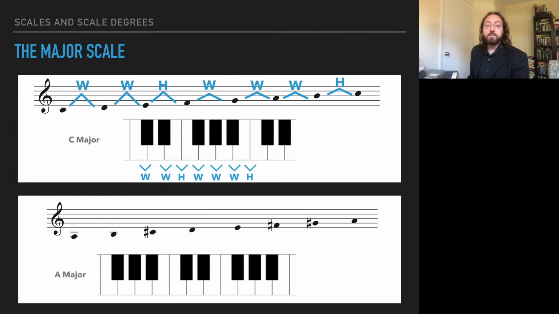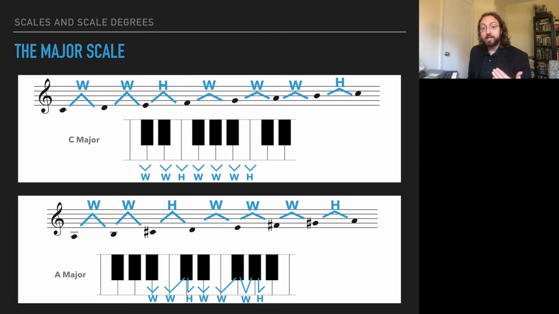And even though A major has some accidentals, it is still the same interval structure. Whole, whole, half, whole, whole, whole, and half. So all of that leads us back to the tonic.